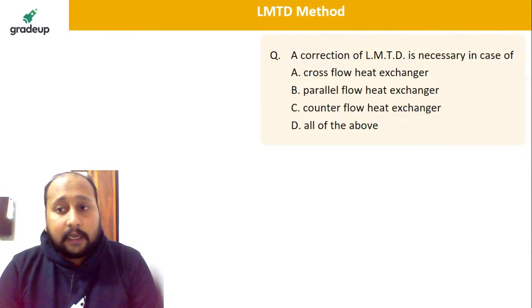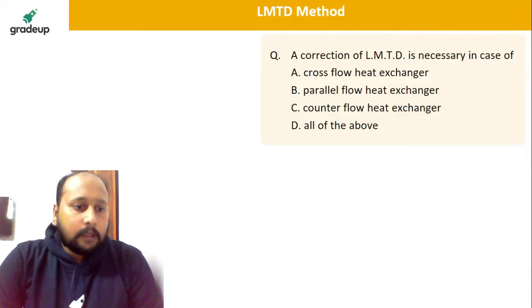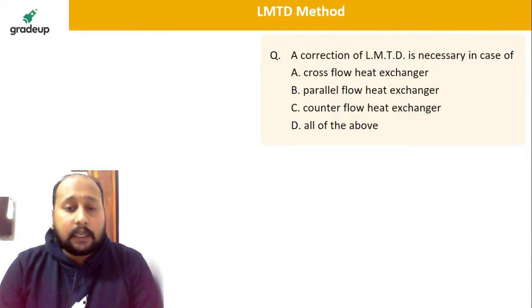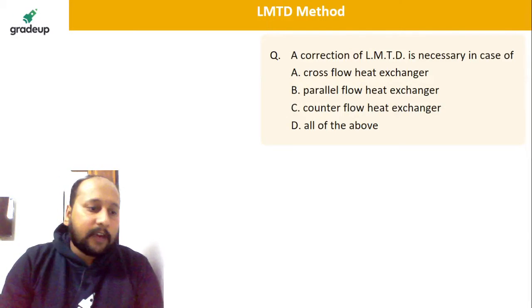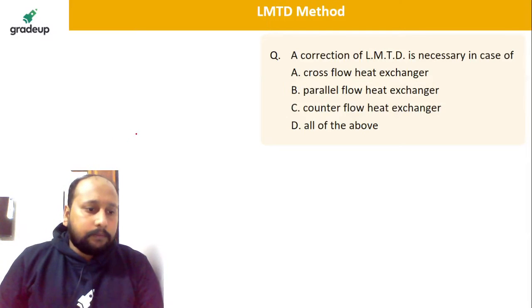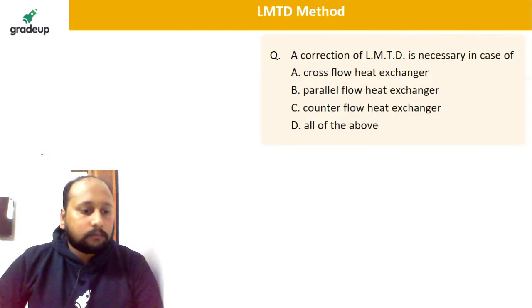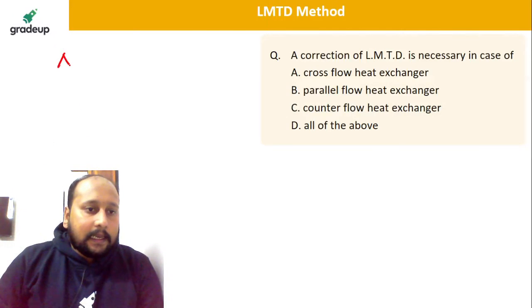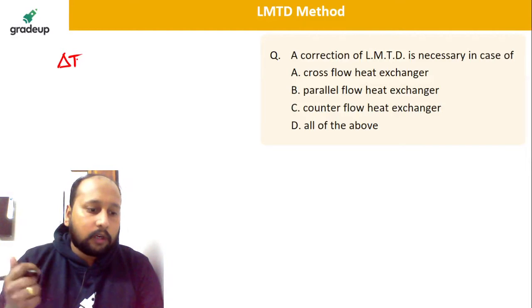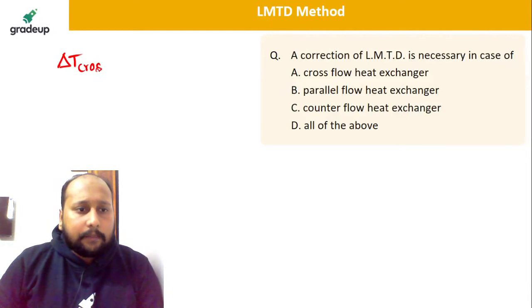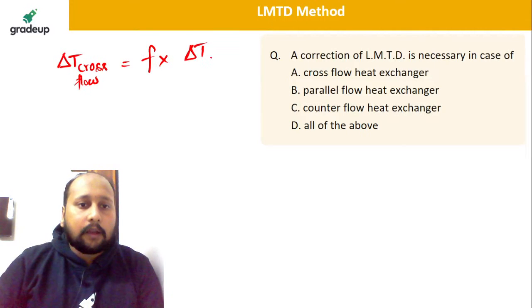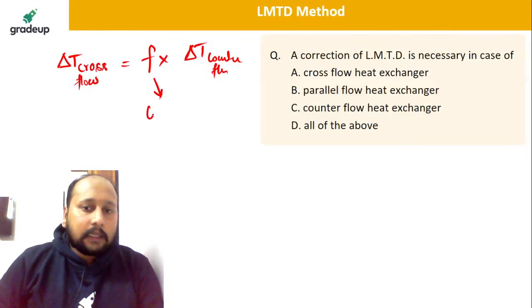A correction of LMTD is necessary in case of cross flow, parallel flow, counter flow, or all of the above. Correction factor, where we are using correction factor in LMTD? I need quick response from all of you. They are saying LMTD of parallel flow, counter flow, or cross flow. If you have ever heard about this term, LMTD of cross flow is equal to F times LMTD of counter flow. And this F is basically the correction factor.